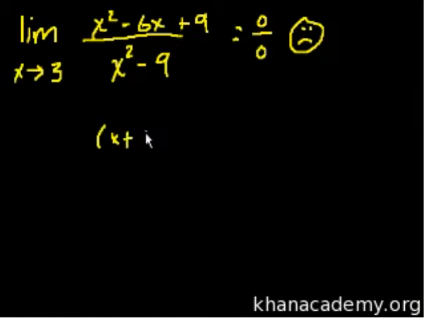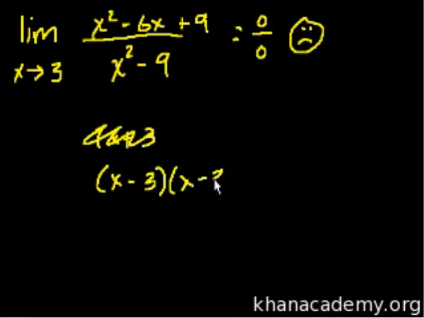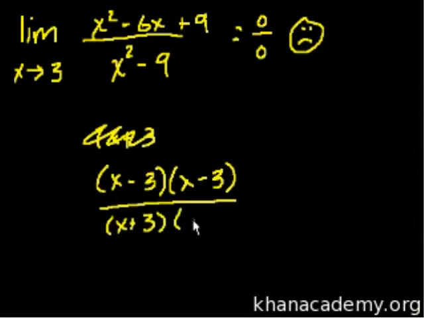So this is the same thing as, let's see, x plus 3. No, x minus 3. That's a minus. Let me scratch that. This is x minus 3. It actually looks like it's x minus 3 squared, but we're just going to write x minus 3 times x minus 3, which is, of course, x minus 3 squared. And then the denominator, you know how to factor these. This is x plus 3 times x minus 3.